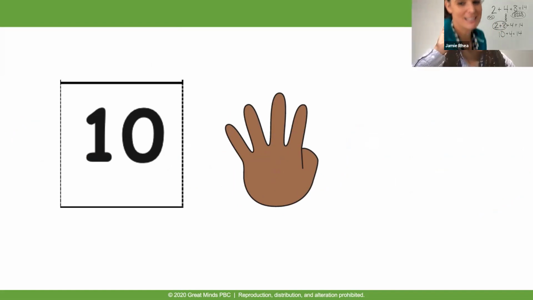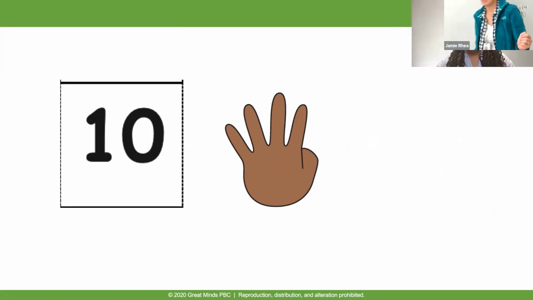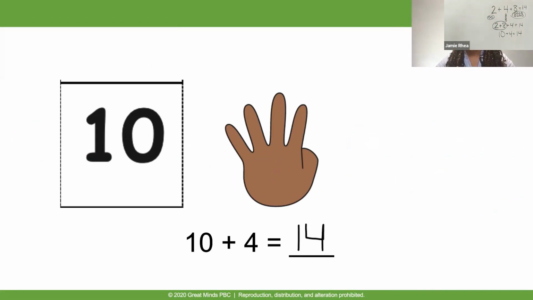14. What did I say I was going to do if we were right? I was going to do a little boogie dance. A number sentence to show how we solve this problem would be 10 plus 4 equals 14. Good job, guys. Excellent work, friends.